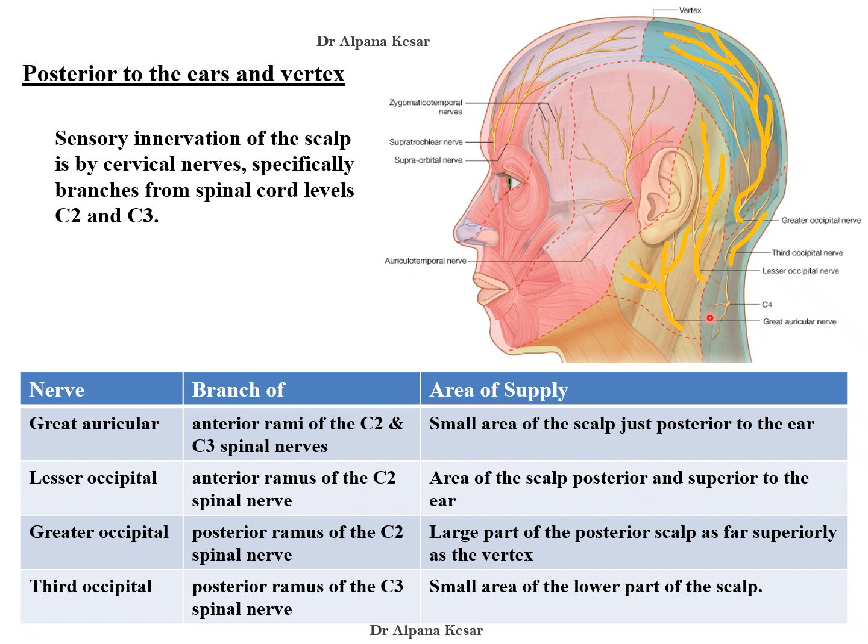The second and the third cervical spinal nerve supply the posterior half of the scalp through its four branches, namely great auricular, lesser occipital, greater occipital, and third occipital. The great auricular receives the anterior rami of C2 and C3 cervical spinal nerves. It supplies a small area of scalp just posterior to the ear.